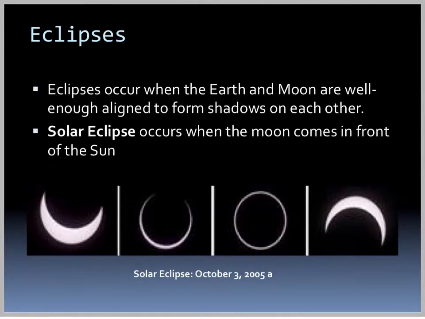So eclipses occur when the Earth and Moon are well enough aligned to form shadows on each other. A solar eclipse occurs when the Moon comes in front of the Sun. These are pictures of an annular solar eclipse in October of 2005. It's annular because the positions of the Moon and Sun are such that the Moon is actually a little too close to the Earth, and so it doesn't actually block everything away, and so we see an annulus of light around it. Sometimes it's a total eclipse, sometimes it's only an annular eclipse.